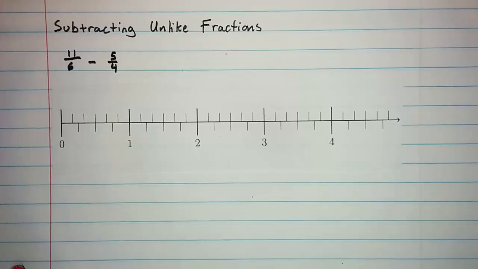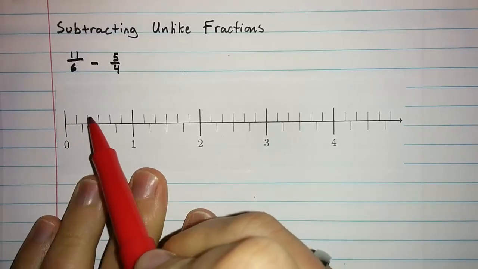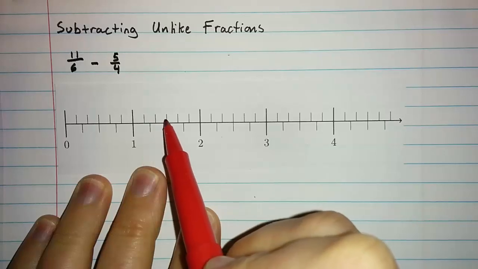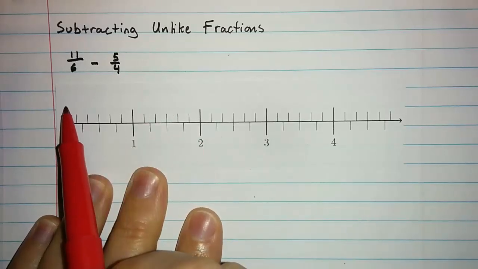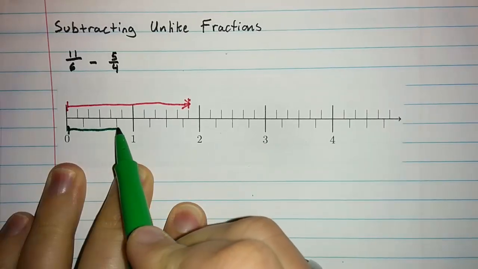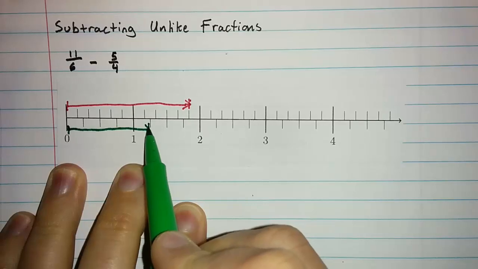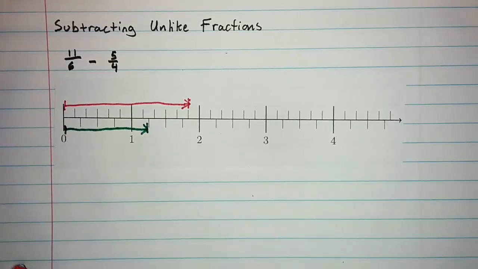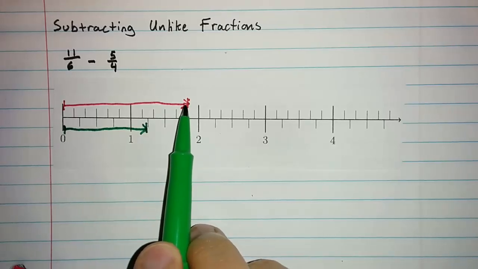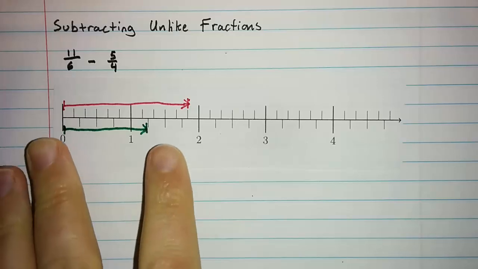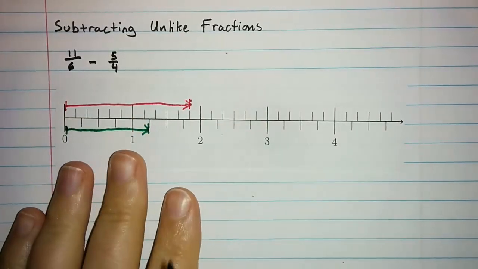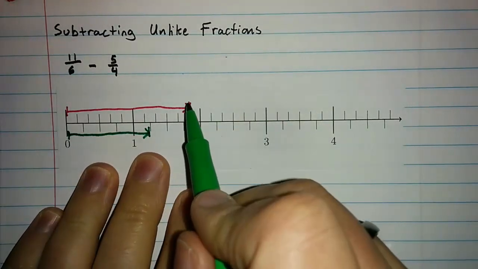So what does 11/6 look like? 1, 2, 3, 4, 5, 6, 7, 8, 9, 10, 11/6. What does 5/4 look like? 1, 2, 3, 4, 5/4. Again, how would I go about subtracting my 5/4 from my 11/6? Well, I would copy this line segment going backwards, starting from 11/6.